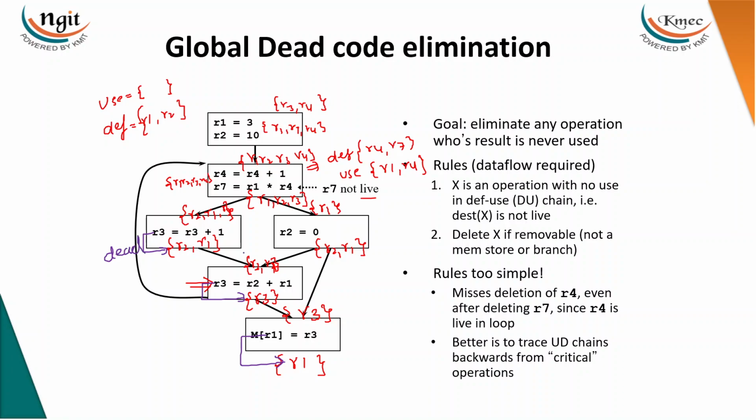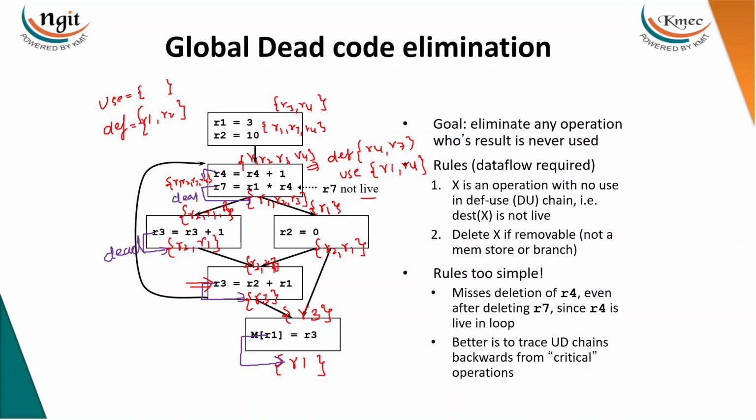Why are you saying that global? Because we are considering more than one basic block. Same way R2 we are using it, no problem. Then R7 is not here. Nowhere we are using it. So R7 is not here. You check it. If it is not here, then that is dead.